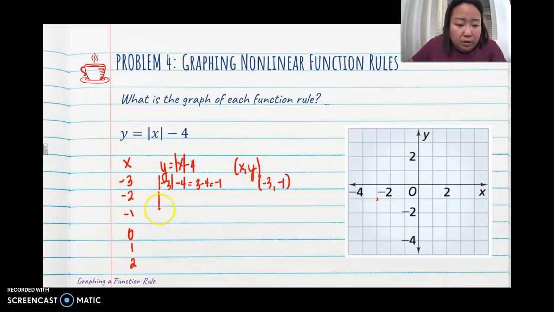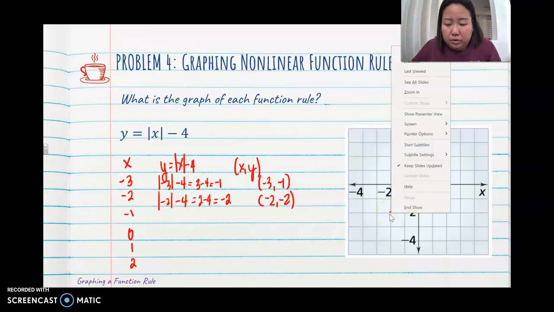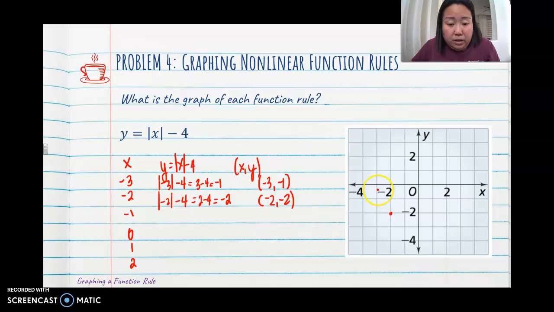Okay, now let's have the absolute value of -2 minus 4. So that's going to be 2 minus 4, which is -2. So we will have a point at (-2, -2). So (-2, -2) is going to be here. Okay. If we have -1, so the absolute value of -1 minus 4, that's going to be 1 minus 4, which is -3. So we have a point (-1, -3). (-1, -3) is this point.